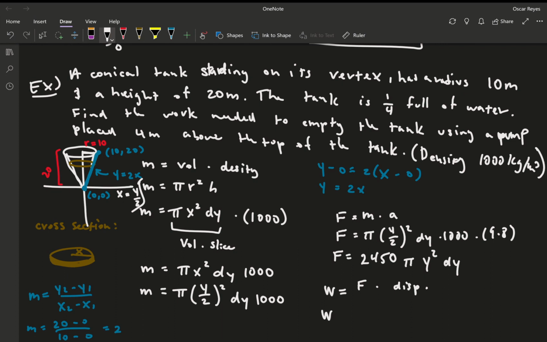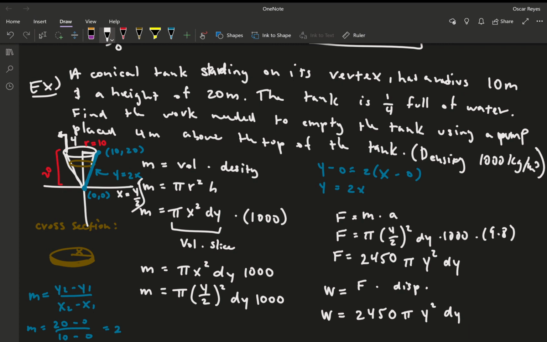So our work is equal to 2,450 pi y squared dy. Our displacement for this cone: we know that it's being pumped out from a little spout that's 4 meters above it, right? So if we know that from the vertex to the top of the conical tank is 20, and we know that it's being pumped from 4 meters above it, that means that it's being pumped out of 24.